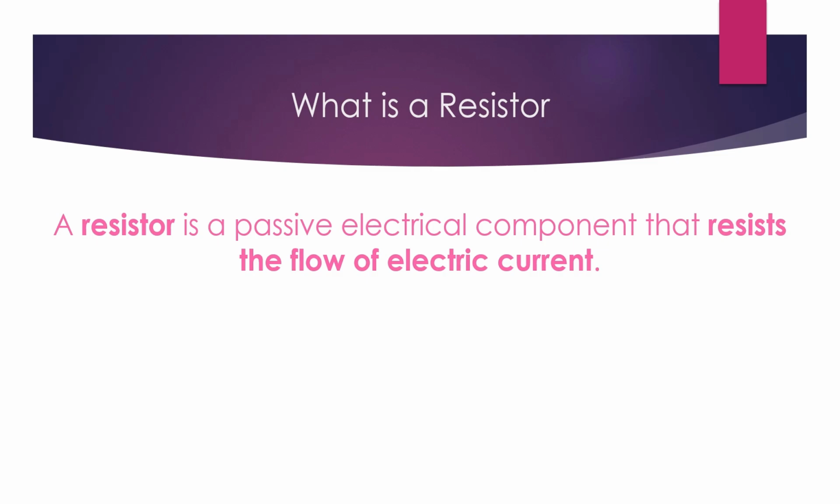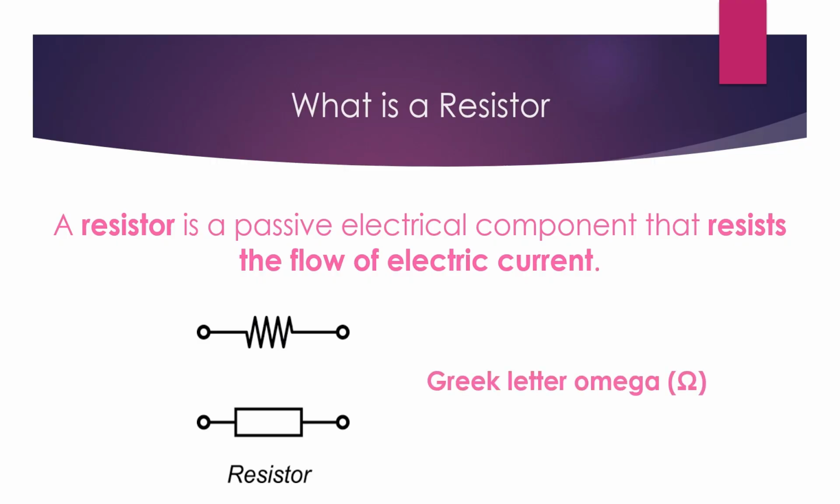Resistors help protect components like LEDs, regulate voltages, and control current in almost every electronic device. In circuit diagrams, a resistor is represented by a zigzag line or a rectangle, depending on the standard. The unit of resistance is ohm, represented by the Greek letter omega.